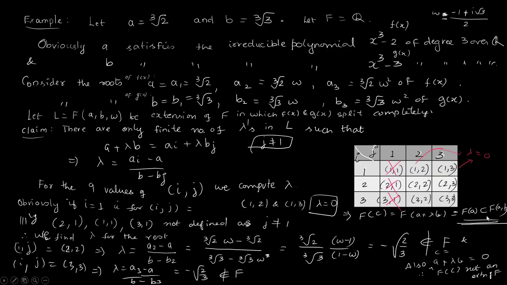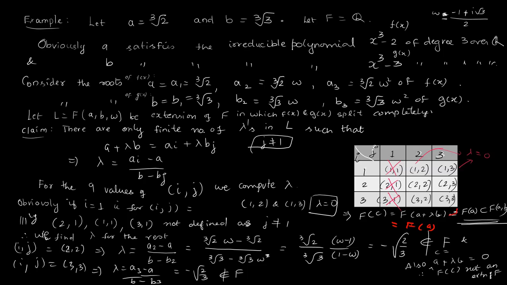But f of a is properly contained in f of ab. So this cannot be your extension. You cannot have your f of ab equal to f of c. Ultimately, our goal is to have f of a, b equal to f of c. That cannot happen here, because in this case lambda becomes 0, so f of c becomes f of a alone.